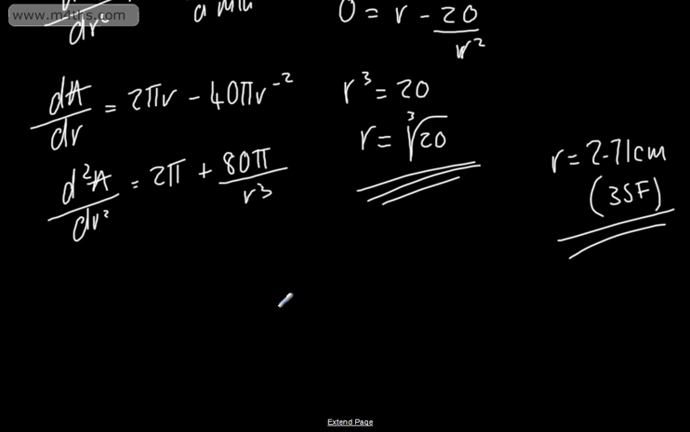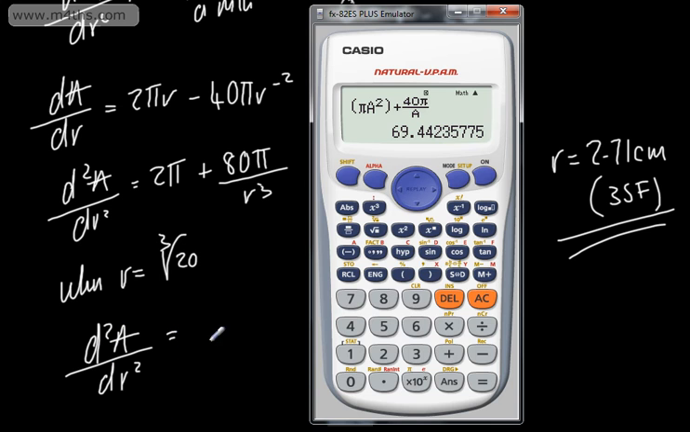We weren't asked to do this, I'm doing it for completeness. So we can say when r is equal to the cube root of 20, d2A/dr squared is equal to, and I'm just going to sub this in. That's the cube root of 20. If you wanted to find it again, simply stick it in there. You can store it as what you like, shift store A, shift store B. So I'm going to put this in here. So we're going to have 2π plus 80π. We can quite clearly see this is going to be a positive value, but I'm just going to evaluate the second derivative over this value cubed, which of course is just that value.